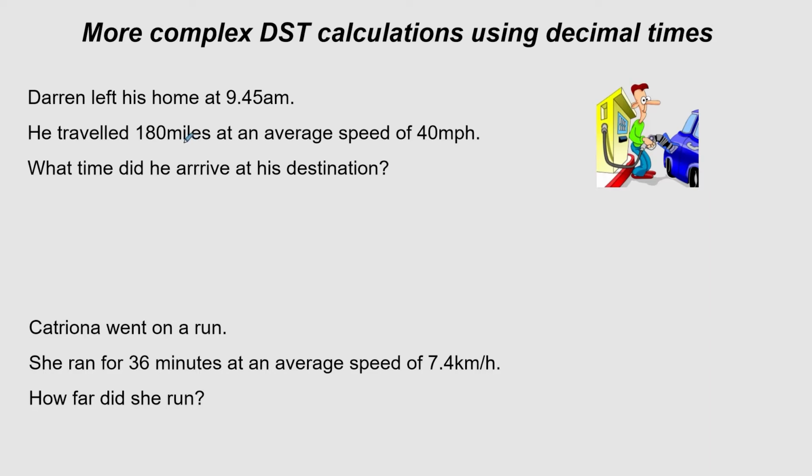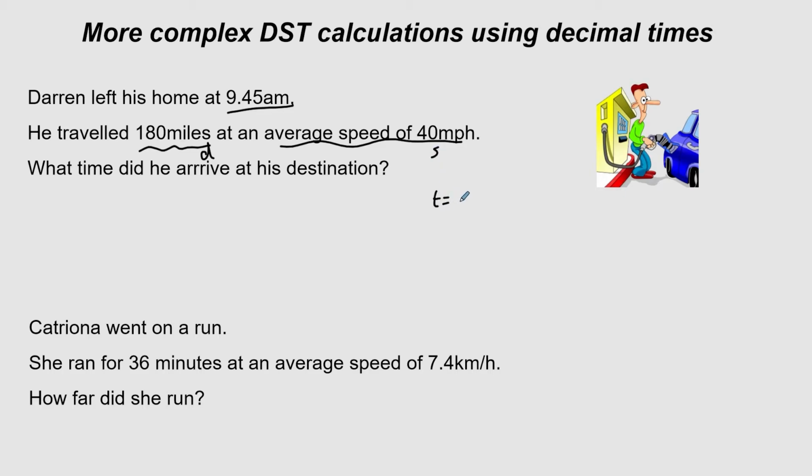What time did he arrive at his destination? Alright, if we look at what we've got here, he leaves his home at that time. He travels, this is his distance, at an average speed here. So we've got a distance and we've got a speed. What we want to figure out is how long did that journey take? What was the time of that journey?